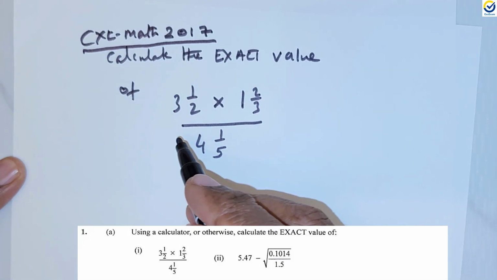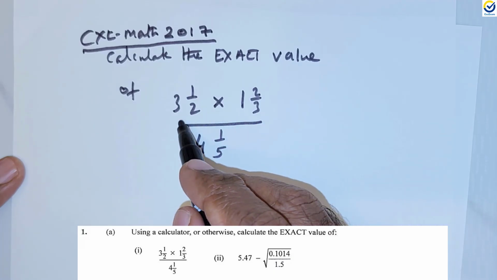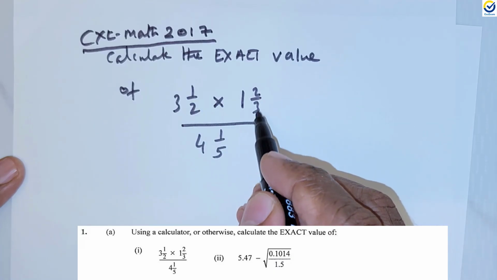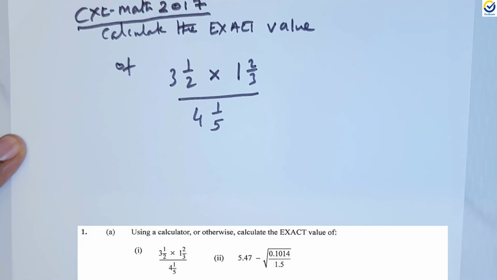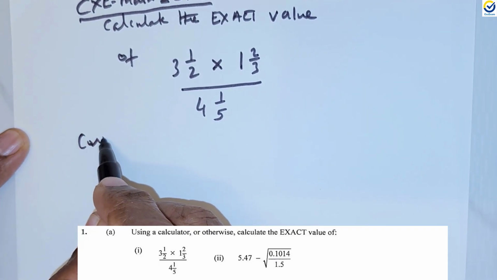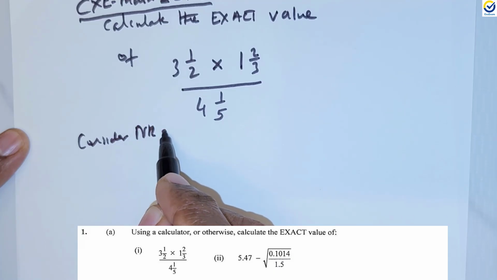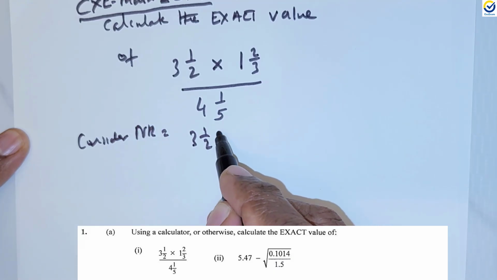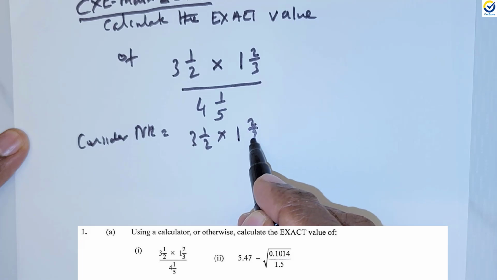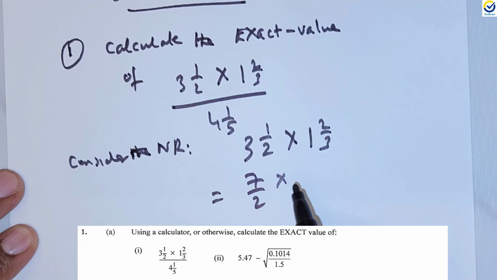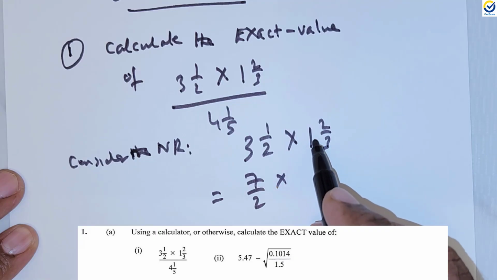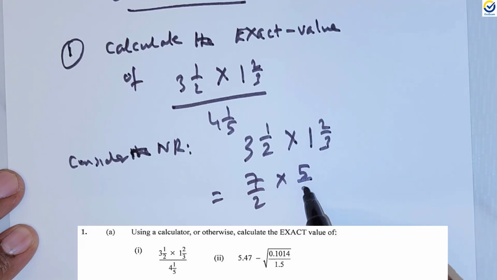So this is the first question. We are expected to get the exact value of 3 1/2 times 1 2/3 over 4 1/5. So let me consider the numerator, which is 3 1/2 times 1 2/3. This gives me 6 added with 1, 7 over 2, times 3 times 1 is 3 added with 2 would give me 5 over 3. So this is for the numerator.